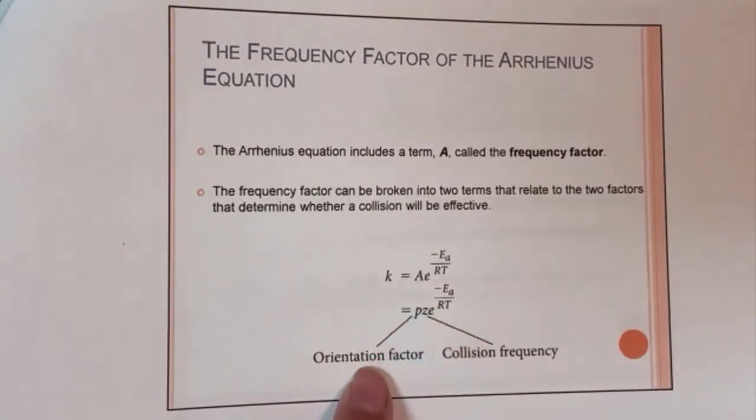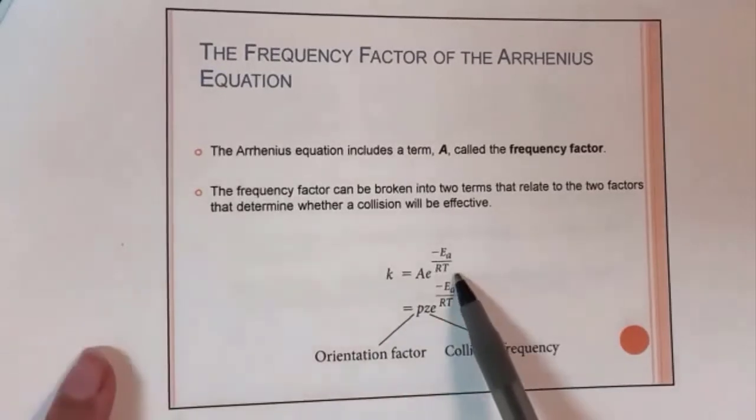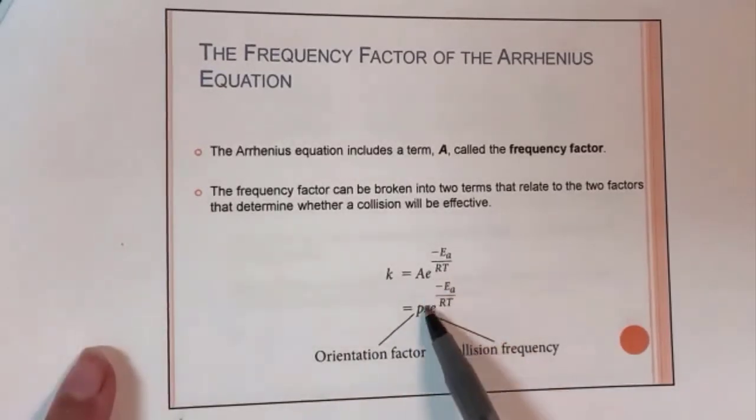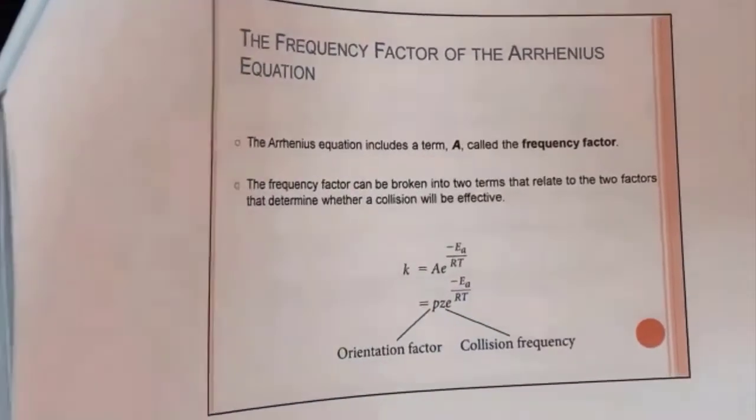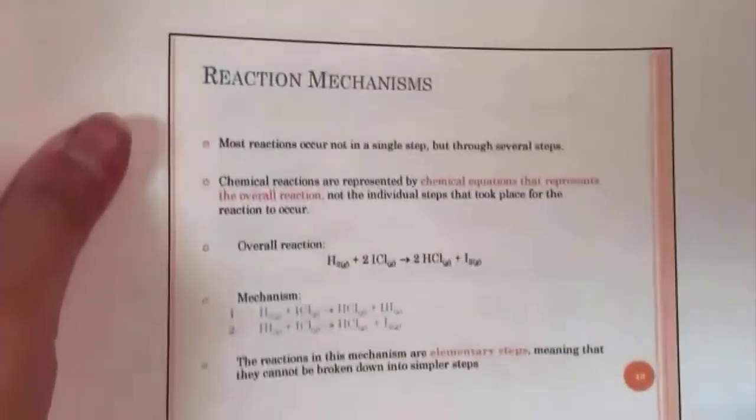That's how many times they attempt the collision to do the reaction. And then this is how many of them pass through. That's the exponential factor right there. Okay, all right. So we want to talk about reaction mechanism.